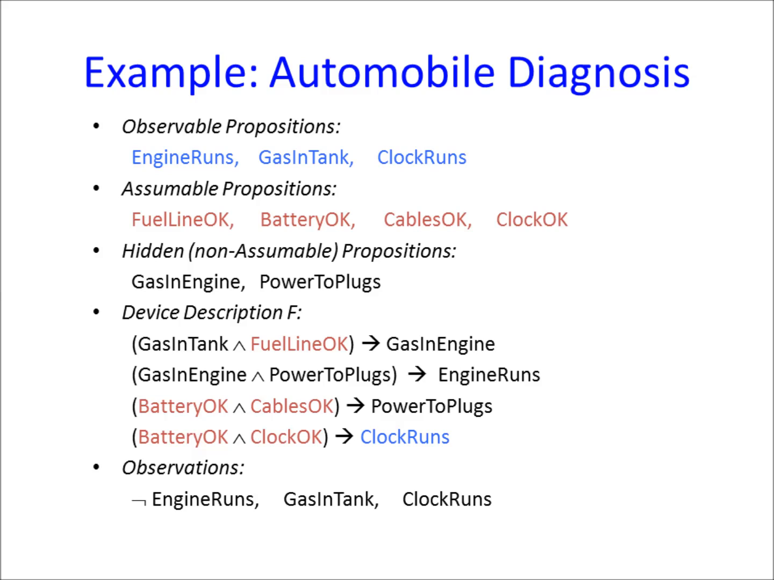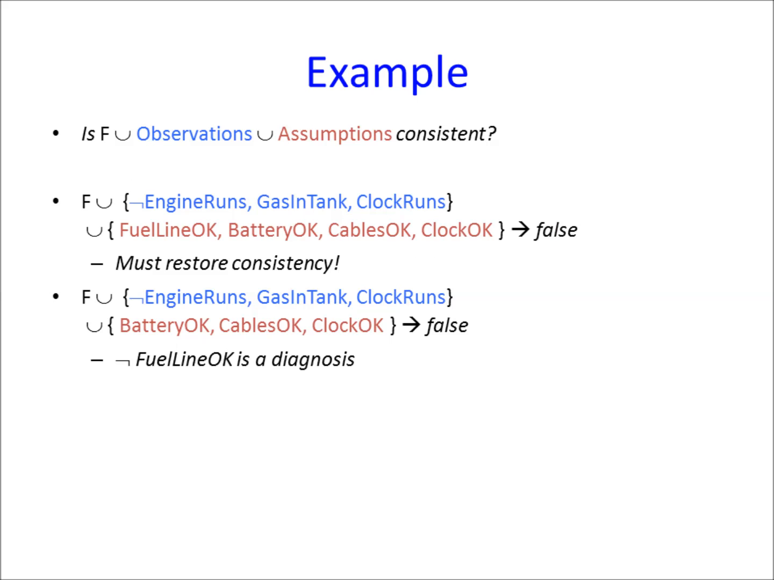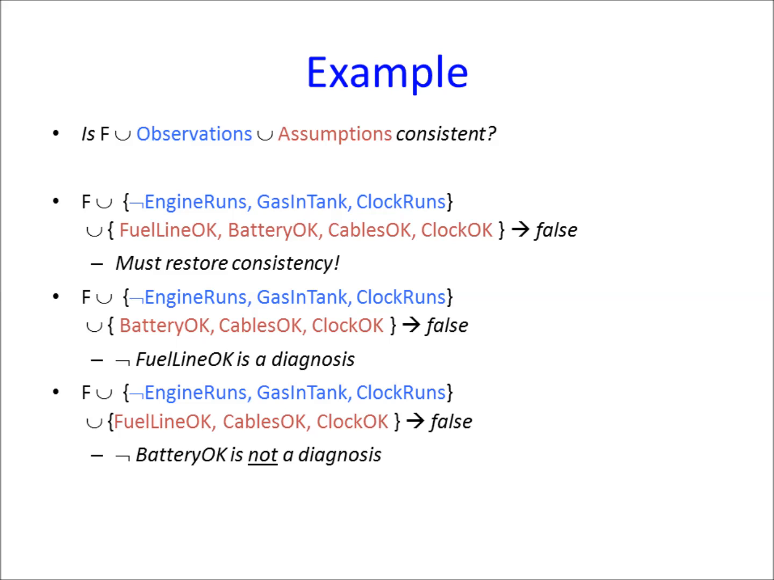So that is where SAT formula will come in. So you will give it a formula which says engine is not running, gas in tank, clock runs, these are the clauses. This is a clause, this is a clause, this is a clause, this is a clause. Battery is okay, cable is okay, clock is okay. Give me a satisfying assignment. And if I can get a satisfying assignment, then we will be able to prove that fuel line okay is a diagnosis. Similarly, you will be able to prove that.